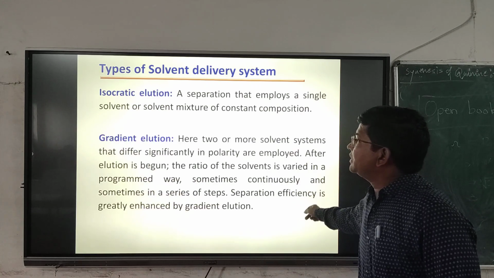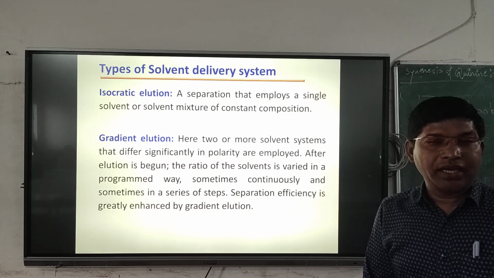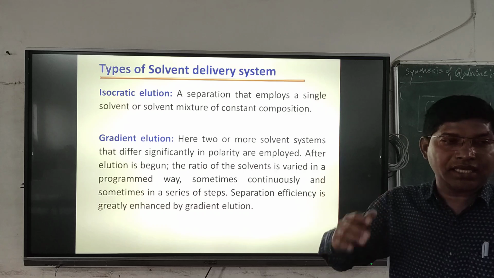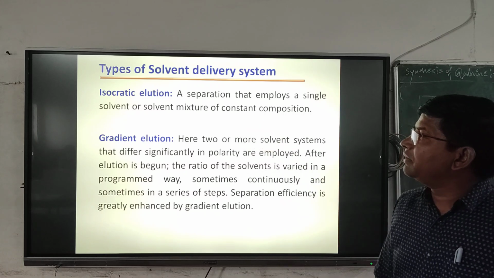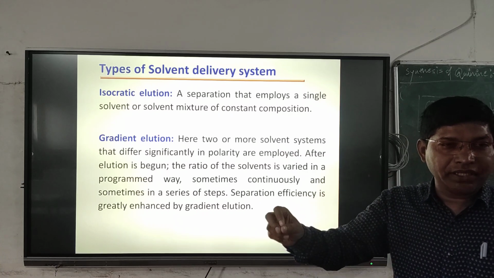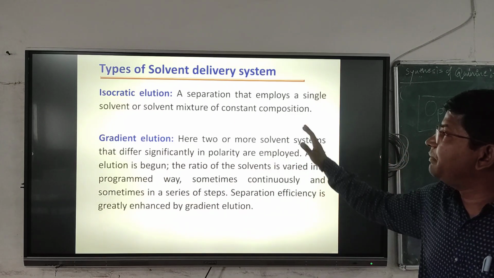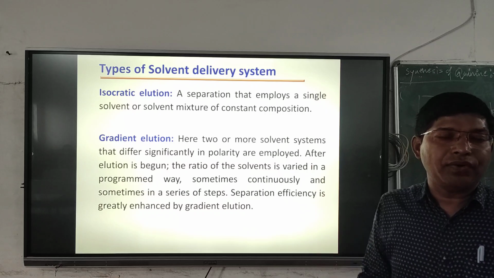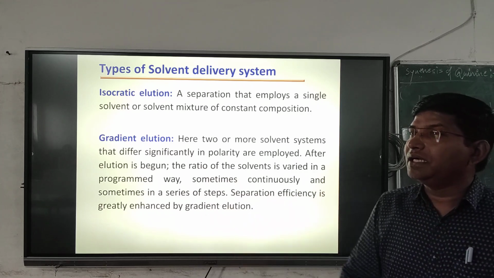Then the type of solvent system. We have isocratic and gradient elution. In isocratic elution, the composition of solvent throughout the separation is the same. You can use 20%, 30%, or 50% methanol. Suppose you are using 50% methanol, meaning 50% water and 50% methanol. At 0 minutes it will be 50-50, at 1 minute 50-50, or at 3 minutes, or at the end of separation it will be 50-50, meaning the same composition of solvent. This isocratic elution is used for separation of a few compounds, or when the difference in their affinity is very large.